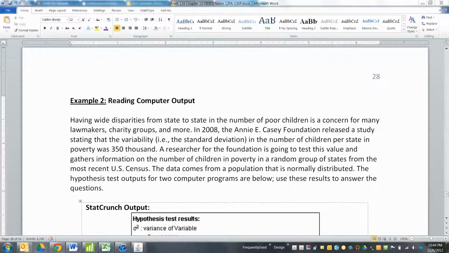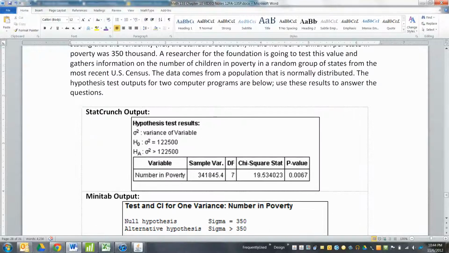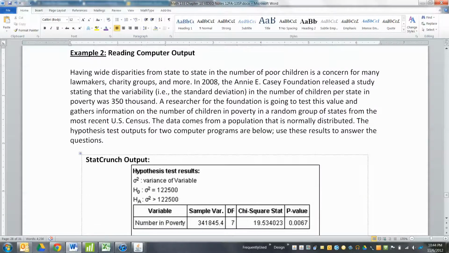Just like in the other two sections, since computer output is so important to us, that's where a lot of our work is going to come from. So you'll have on your exams and such sometimes pre-given computer outputs, so we need to know how to read them.